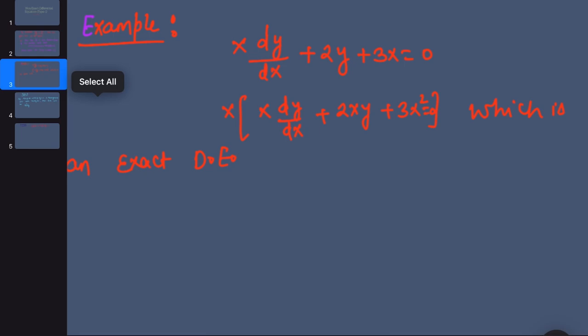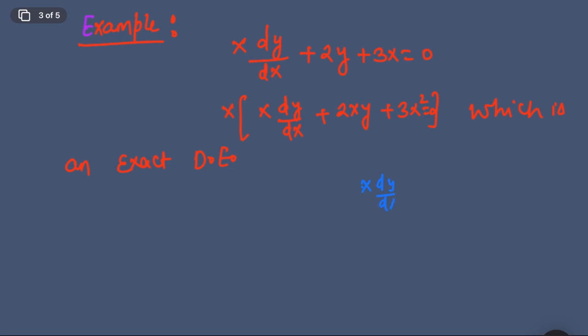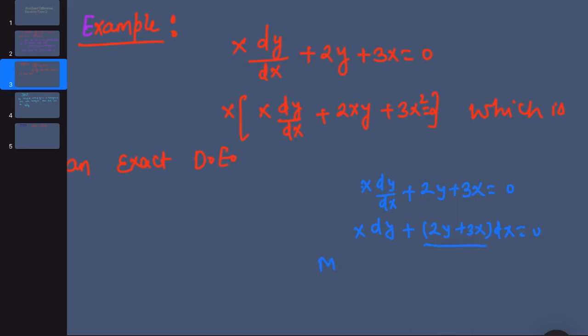Let us suppose that this is an example. First of all we will convert this differential equation into exact format. Our differential equation is x dy/dx plus 2y plus 3x equal to 0. We can also write this as (2y plus 3x) dx plus x dy equal to 0. Here we compare this with the standard form. What is M? M is the coefficient of dx, so 2y plus 3x. What is N? N is the coefficient of dy, so x. The partial derivative of M with respect to y is 2, and the partial derivative of N with respect to x is 1.